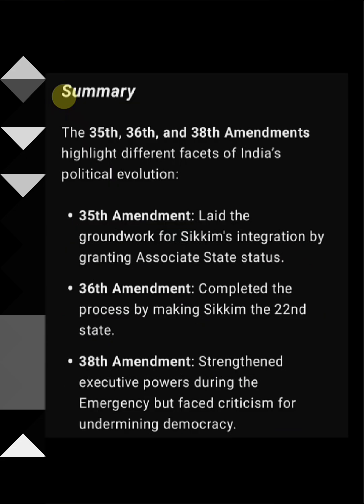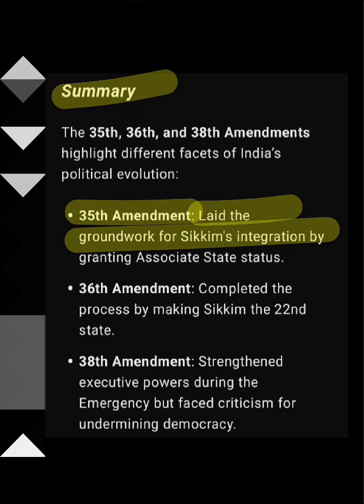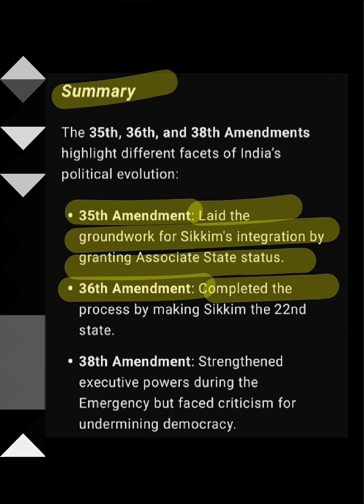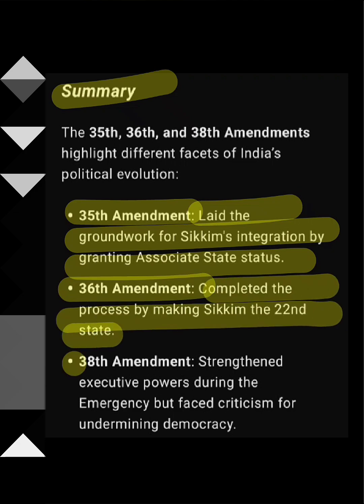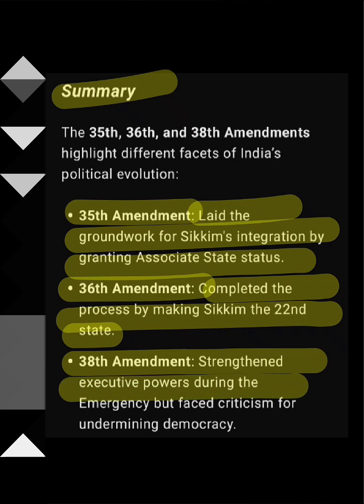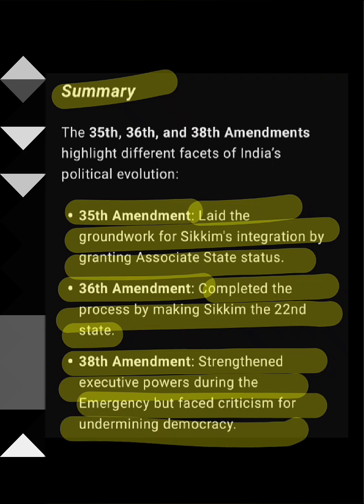So let's summarize everything which we have discussed. So 35th Amendment Act laid the foundation or groundwork for Sikkim's integration by granting associate state status to Sikkim. But 36th Amendment Act completed the process by making Sikkim the 22nd state of India. 38th Amendment Act strengthened executive powers during emergency but faced severe criticism for undermining democracy. So this is it for today.